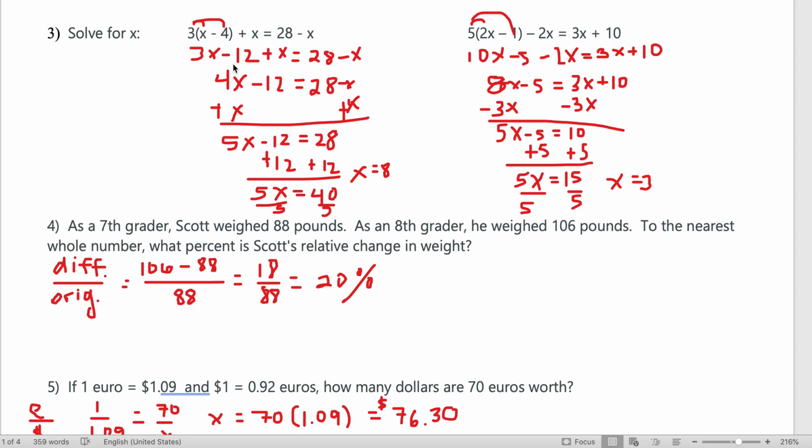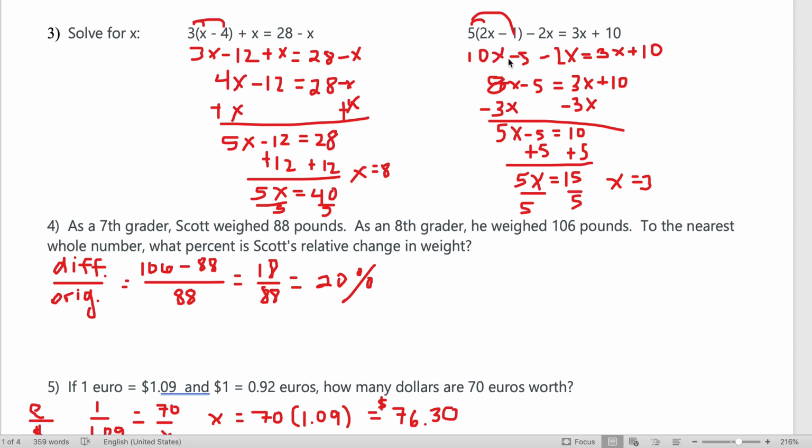Same side, same operation. Combine those terms. 4x minus 12 is 28 minus x. Do the opposite here, adding x to both sides. 5x minus 12 is 28. Add 12 to both sides. 5x is 40, dividing by 5. x is equal to 8. I know I was a little casual about that, but again, on the last test, I think virtually every student in the class got it right. So I don't want to overteach here.